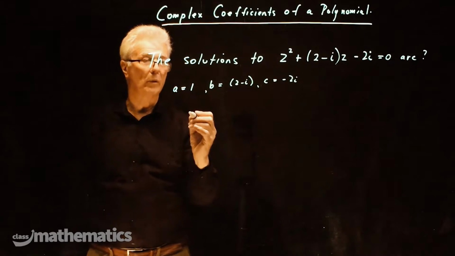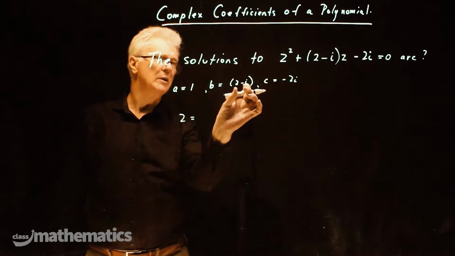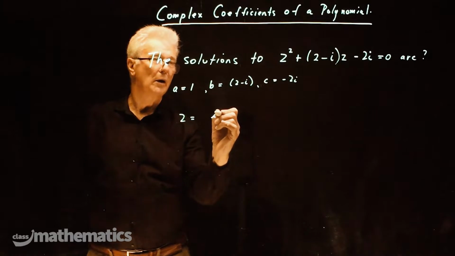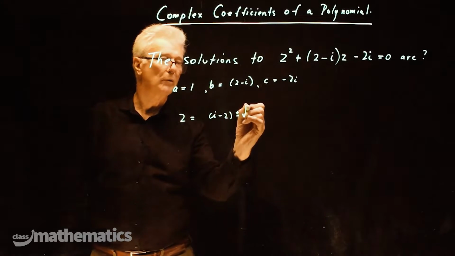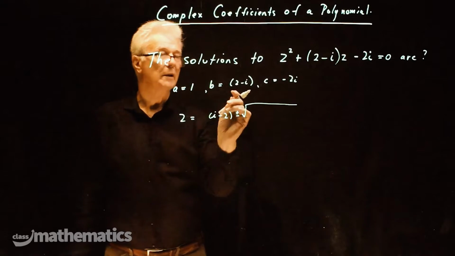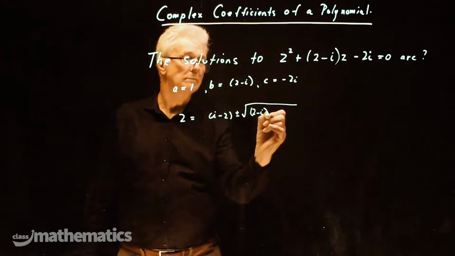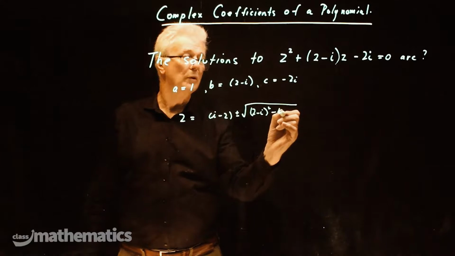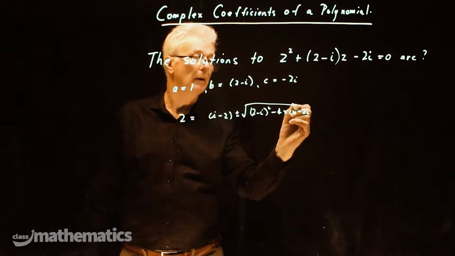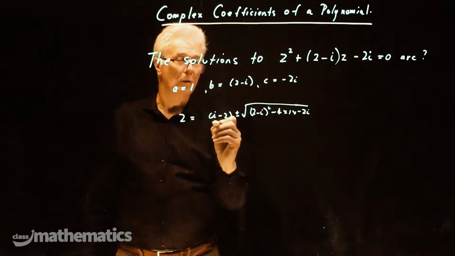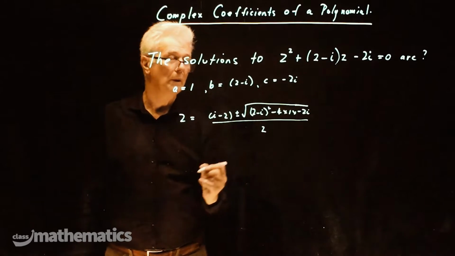Putting this in the quadratic formula, we get that z is equal to minus this. Now I might just swap those around. That's i minus 2 plus or minus the square root of this one, 2 minus i all squared, minus 4 times 1 times minus 2i, all over 2 times 1, or just 2.